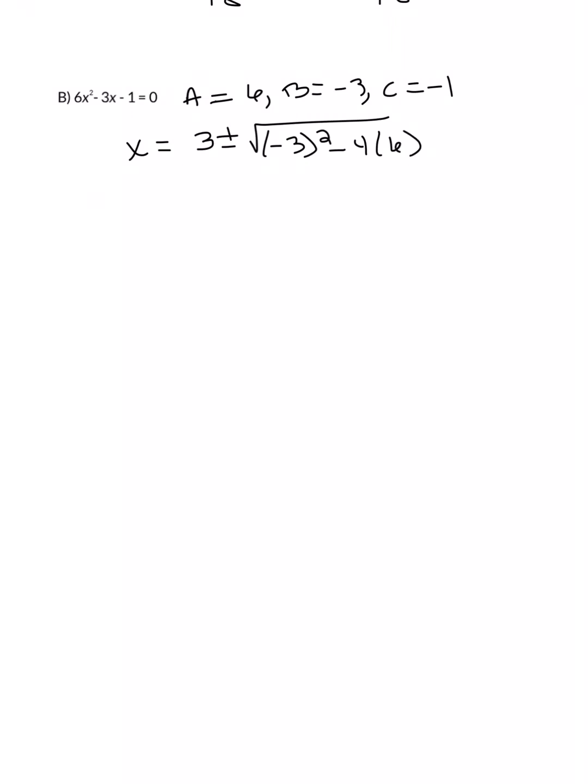On example B, we have 6x squared minus 3x minus 1, giving us a of 6, b of negative 3, c of negative 1. Putting everything into the formula, we will have x equals, the opposite of our b will be positive 3, plus or minus the square root of negative 3, which we are squaring, minus 4 times 6 times negative 1, our a and c, all over 2 times our a of 6.